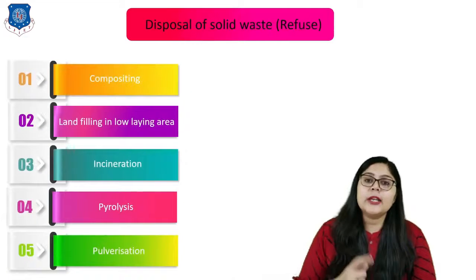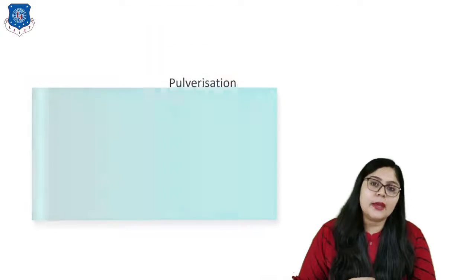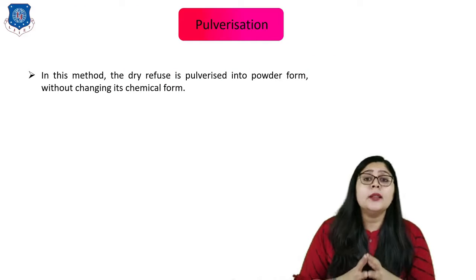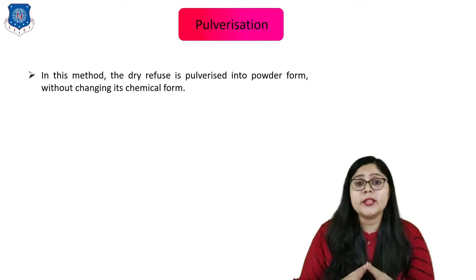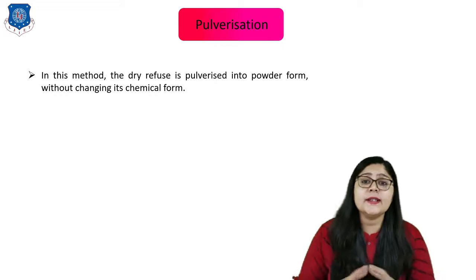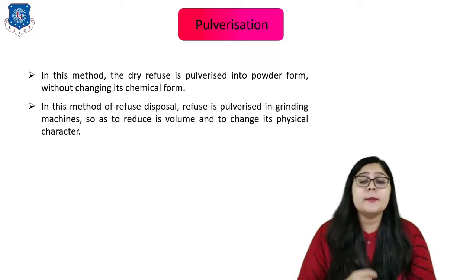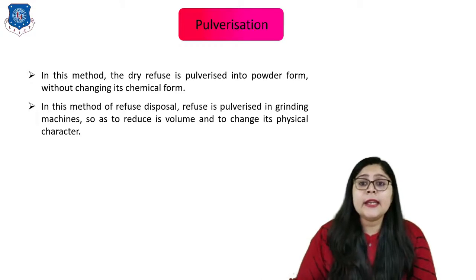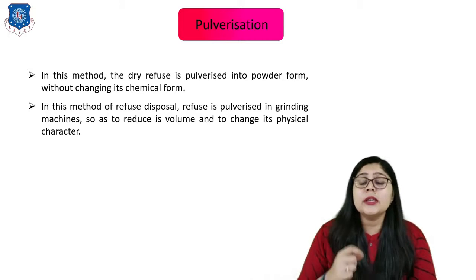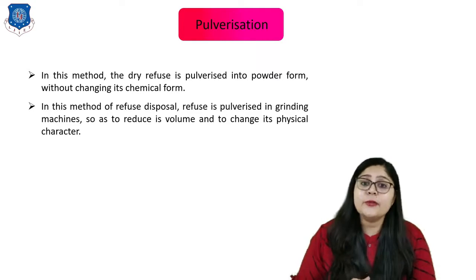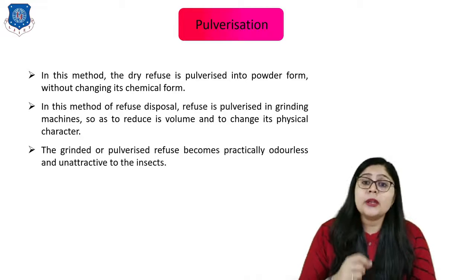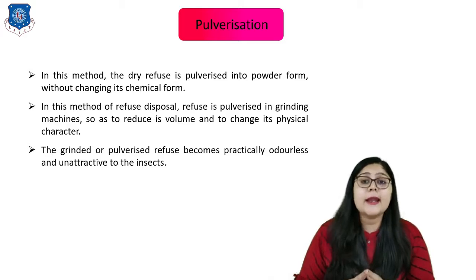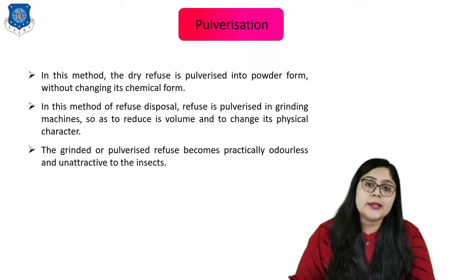Now let us move to the last method, which is the pulverization method. In this method, the dry refuse is pulverized into powder form without changing its chemical form. The refuse is pulverized in a grinding machine so as to reduce its volume and to change its physical character. The pulverized refuse becomes practically odorless and unattractive to insects.